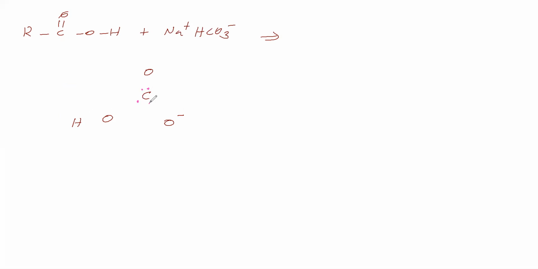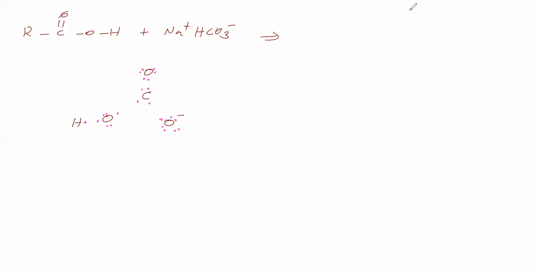Therefore this valence shell is having 4 electrons. O minus valence shell will have 7 electrons, therefore 7 dots. O will have 6 dots. So this O is having 6 dots. Hydrogen is having 1 dot.